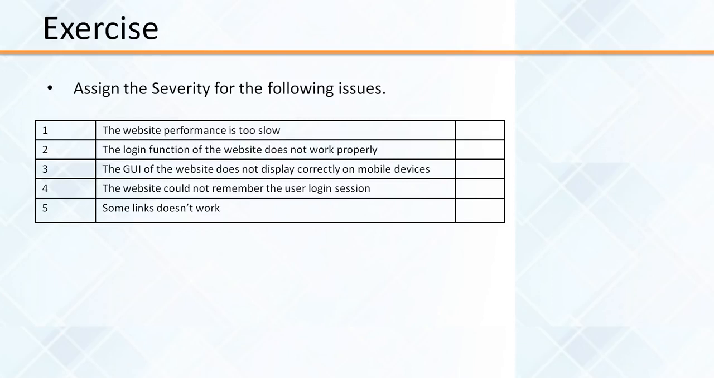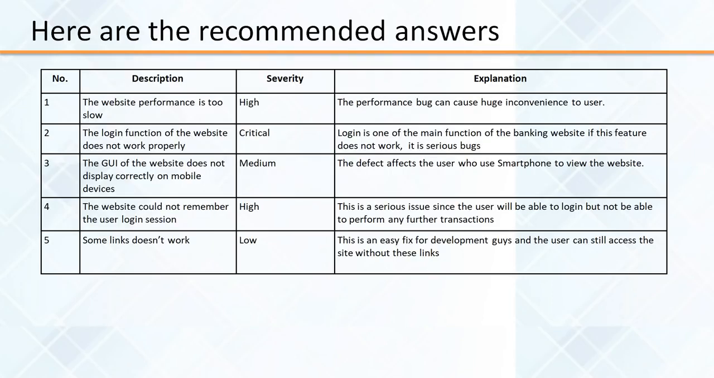Let me see here. The first scenario is the website performance is very slow. This is high severity because the website can be accessed by multiple people, so a performance bug can cause huge inconvenience to the users. So high is the severity. Second one, the login function of the website doesn't work properly. If the login functionality itself is not working, we cannot proceed further, right? So this is a complete showstopper, a complete blocker. So this will be critical severity.